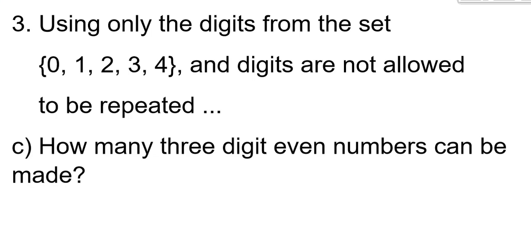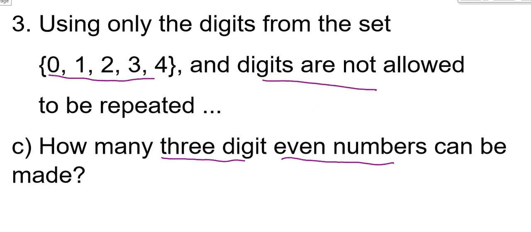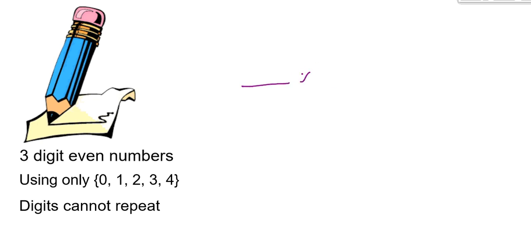And here's part C of the question. Now we need to make a 3-digit even number out of these digits, where digits are not allowed to be repeated. So a 3-digit even number. So here's the 3 digits, which represent 3 choices I have to make. So it needs to be a 3-digit even number using only these.